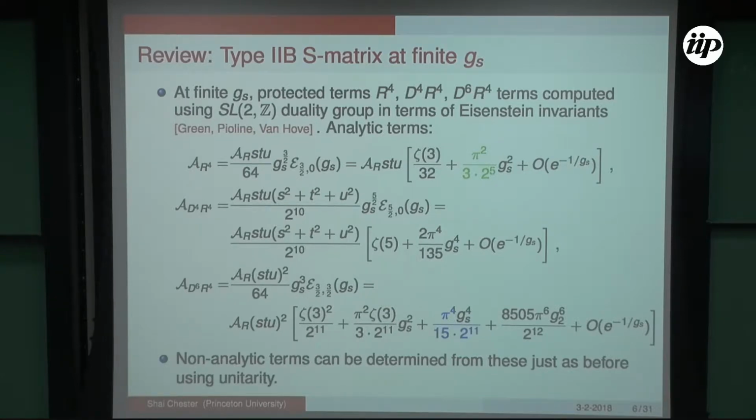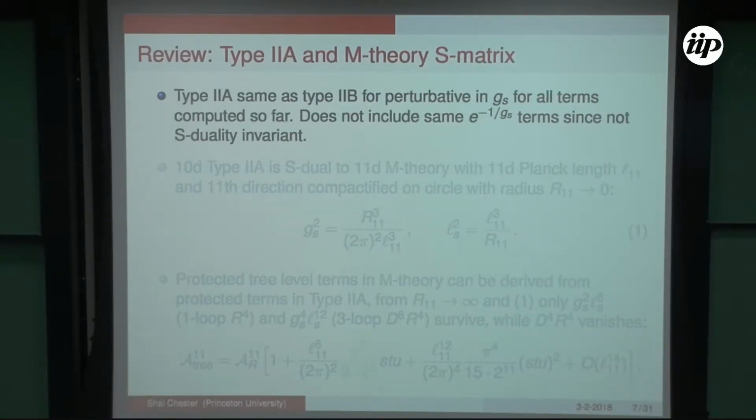Okay, great. So now let's move on to type 2A and the M-theory S matrix. Perturbatively, it turns out that type 2A is actually the same as type 2B for all the terms that have been computed so far. This isn't expected to be the case at all orders, but up to two loops and even some three loops that people have computed, they're just the same. This also wouldn't be the case for higher point functions.